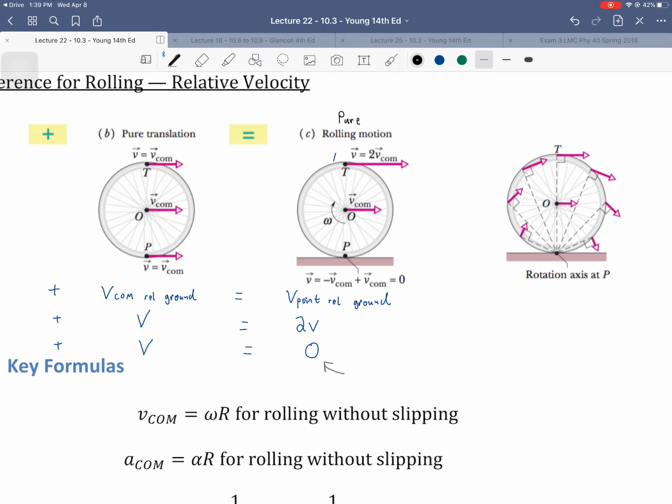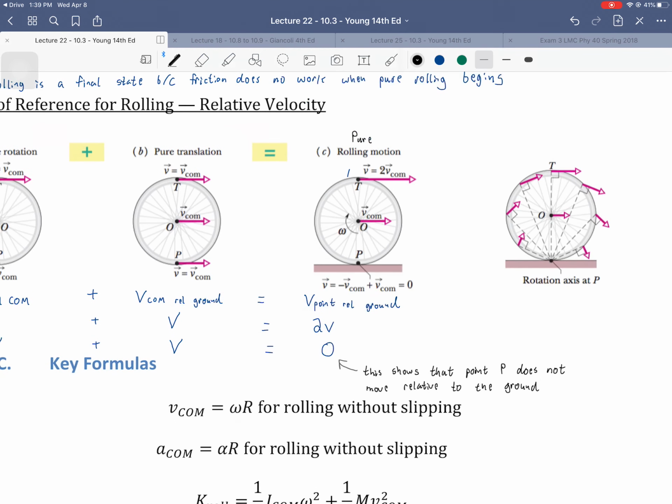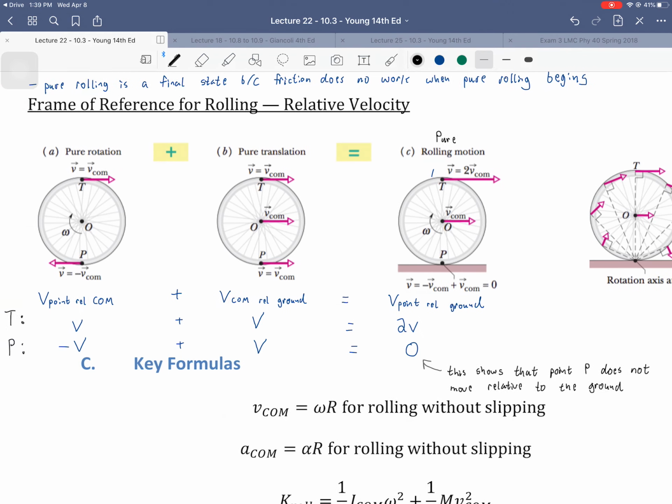Okay, so up here I'll add the word pure, because this is pure rolling motion. And then over here I'll add the description that this shows that point P does not move, think translate, relative to the ground. Okay? Make sure you wrap your head around that idea. That is a consequence of our ideal rolling motion. It would require a perfectly rigid object.